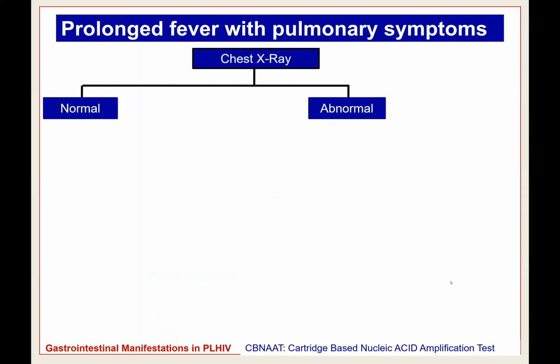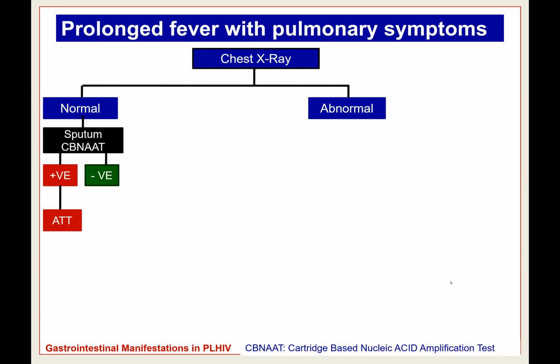So whenever the patient is coming with pulmonary symptom, obviously for every patient, CBNAT is important in such scenarios for pulmonary symptoms, but for HIV positives, we can do X-ray for each and every patient. If X-ray is normal, then simultaneously we do CBNAT. If it is positive, we give ATT. If negative, we give prophylaxis and other things.